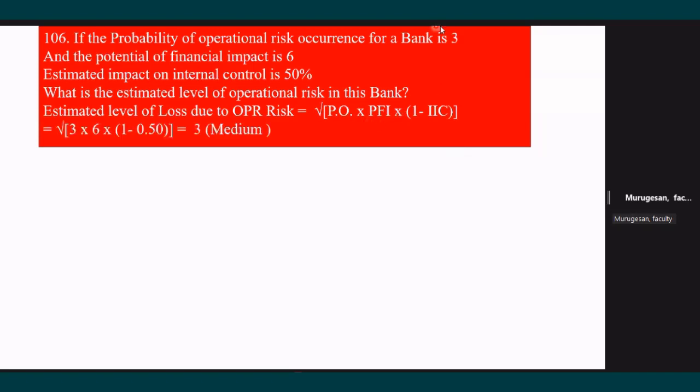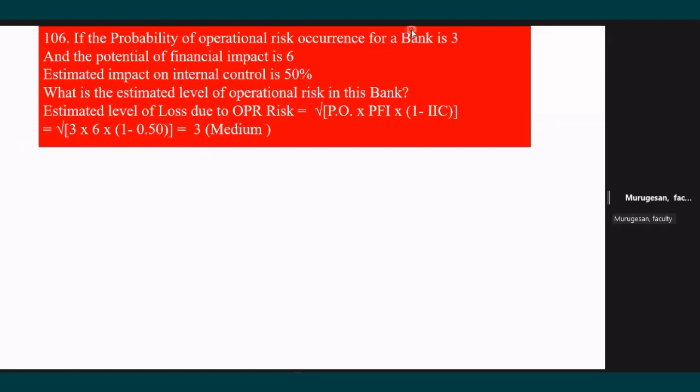So here it is 3. 3 into 6, 18. 18 into half, 9. Square root of 9 is 3. Very easy. The only thing you have to remember is the formula. Formula they will not give. Okay, remember, formula they will not give.